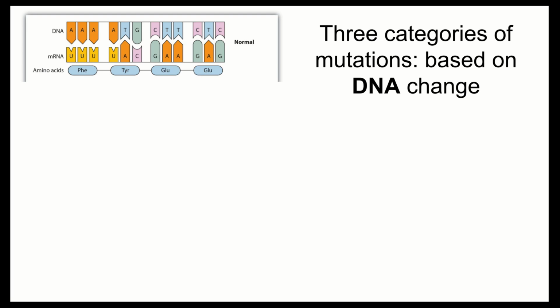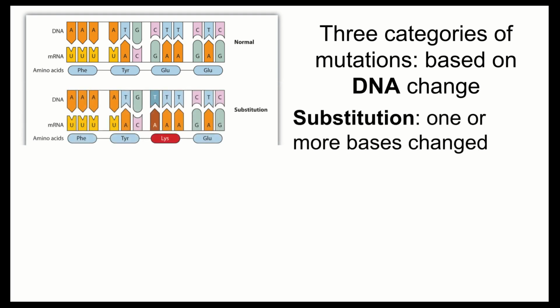So on the top, what you can see is a string of DNA letters, AAA, ATG, CTT, CTC. So they're broken up into codons already. Underneath that, you can see the complementary mRNA bases. And then underneath each codon, you can see the amino acids. So UUU codes for the amino acid phenylalanine, which is abbreviated PHE. The first category of mutations based on DNA change is a substitution.